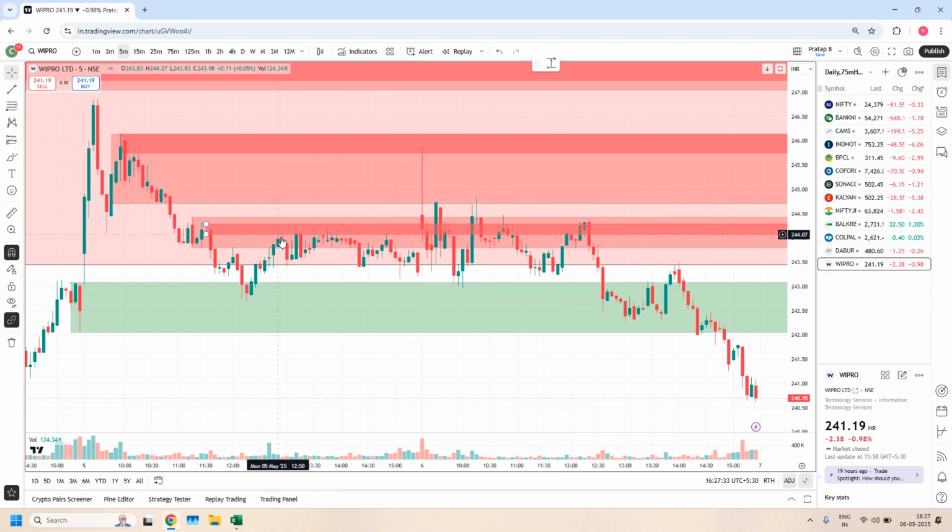And if you observe carefully, this zone is testing this zone multiple times. Maybe this could be a high liquidity zone. If that is the case, today also we can plan a trade. But today it is stopped out. Stopped out means violated, and that happened in the morning 9:15 1-minute candle.